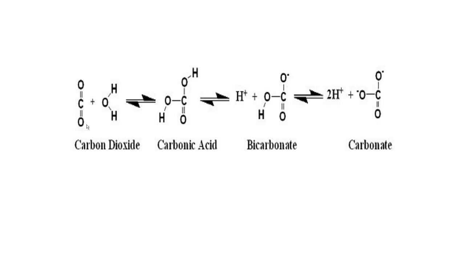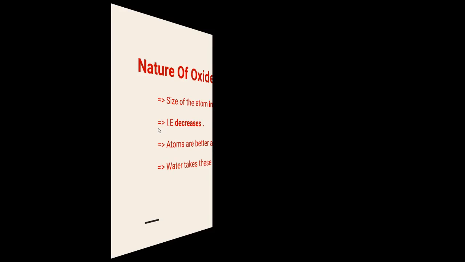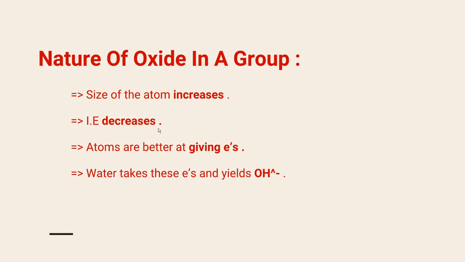Again, this is the reaction. Carbon dioxide, when it reacts with water, forms carbonic acid, and carbonic acid is in equilibrium, forming H positive species in the aqueous solution and bicarbonate ion, and again another hydrogen ion is liberated in the solution and it forms carbonate ion. These are the conjugate bases, and this is the hydrogen ion which is released in the solution. So that is why carbonic acid is an acid, and when carbon dioxide, a non-metallic oxide, dissolves in water, it forms an acid.